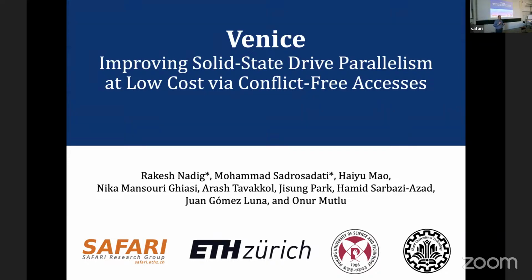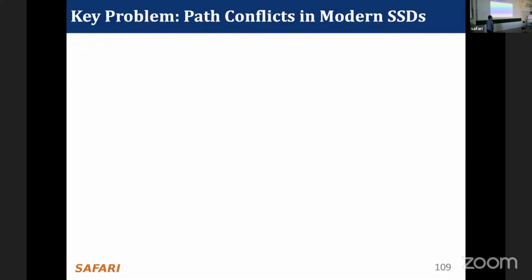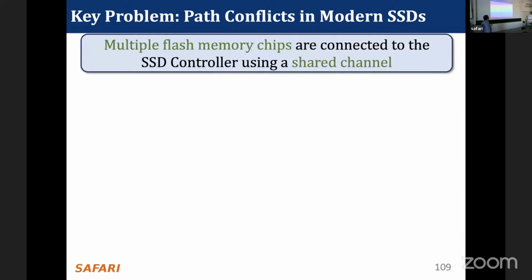I would say not theoretically, but practically, conflict-free accesses, and that provides a lot of good performance. But that kind of design can be really useful. It's very useful for the moment that you want to do computation inside the storage. Okay, so the key problem about this work is path conflicts in modern SSDs.